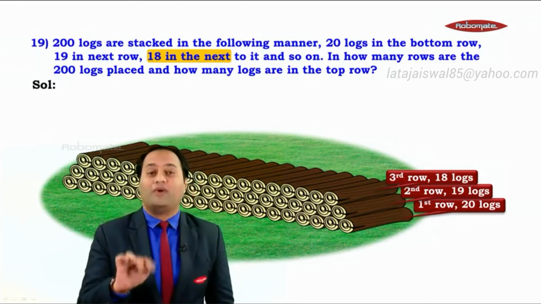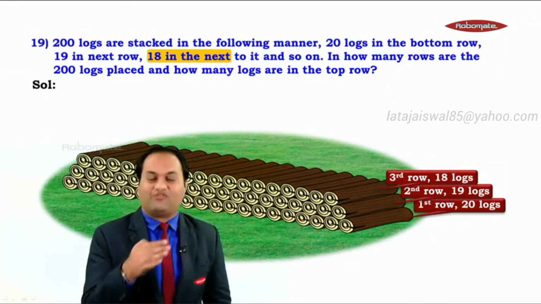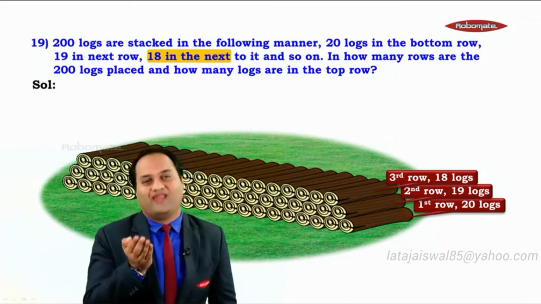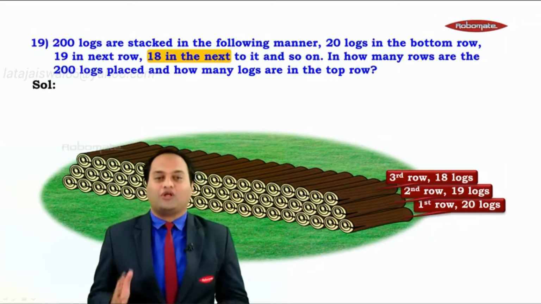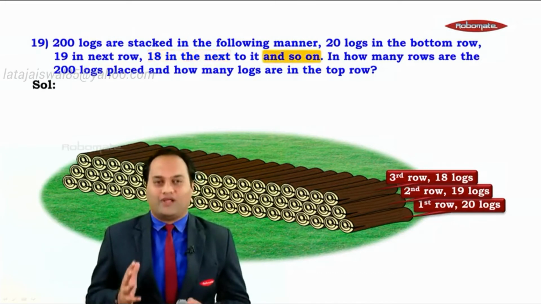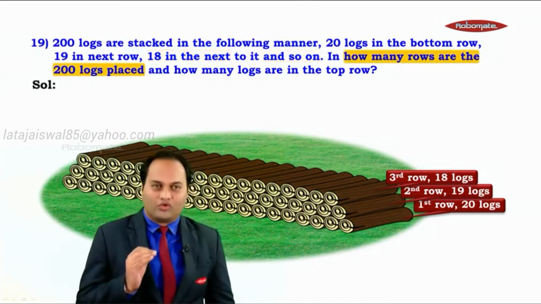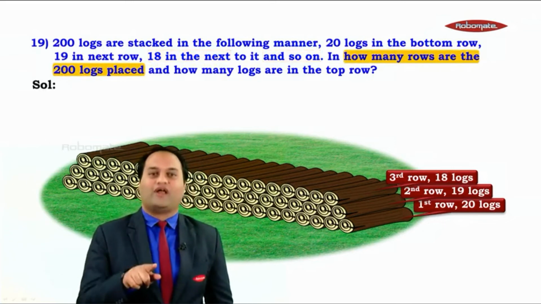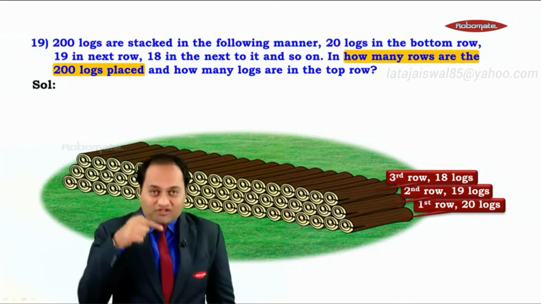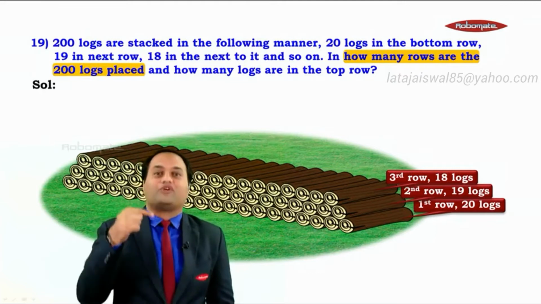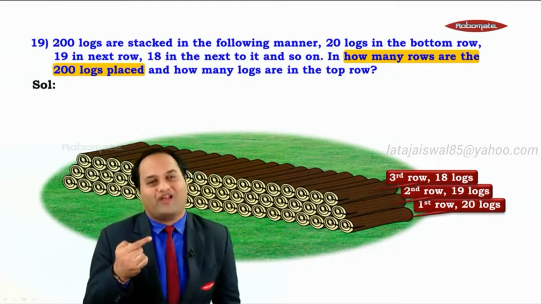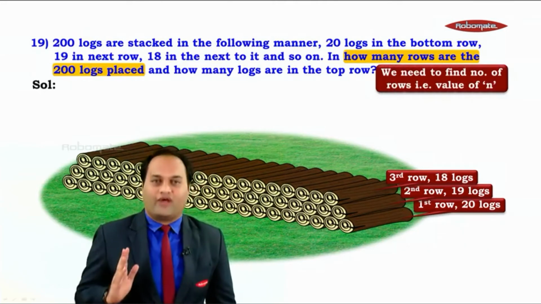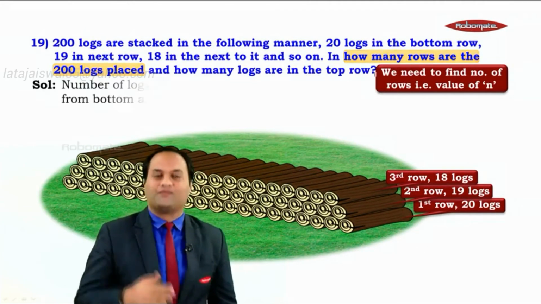The question is, in how many rows? Well, find the total number of terms. So we are supposed to find the value of n. A total of 200 logs are placed. In how many rows are the 200 logs placed? So we are supposed to find the value of n, because number of rows means number of terms. Clear? So we need to find the value of n, the number of rows.